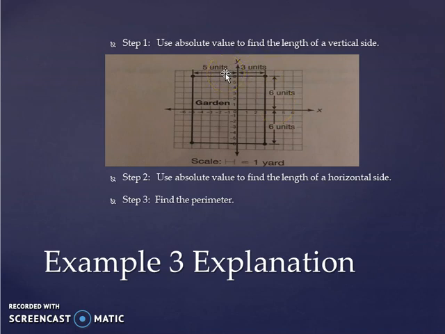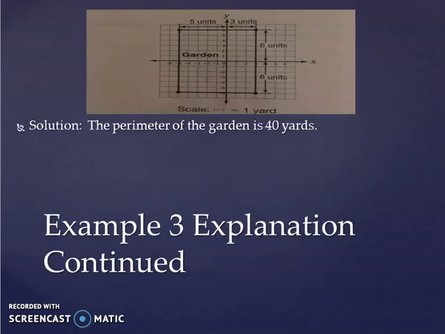To find the perimeter, we're going to need to multiply 8 times 2 and 12 times 2, and then get our answer. So find the perimeter, and there's multiple ways to do that. You could just add 8 plus 8 plus 12 plus 12 as well. So I'm going to leave that option up to you. So once you do all of your calculations, you should determine that the perimeter of the garden is 40 yards. Remember to use absolute value on these so that you can calculate it.